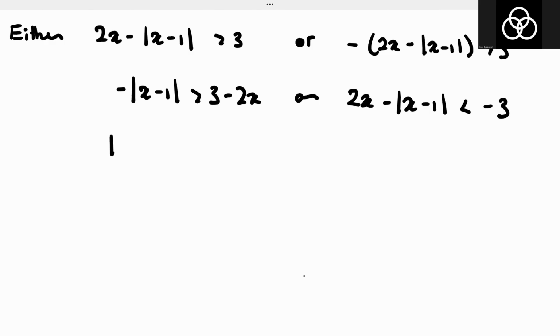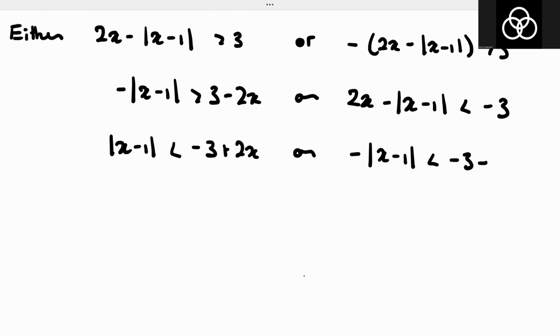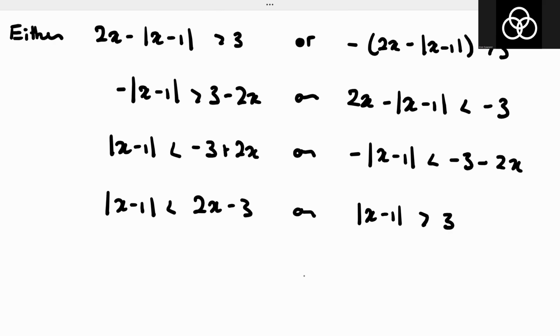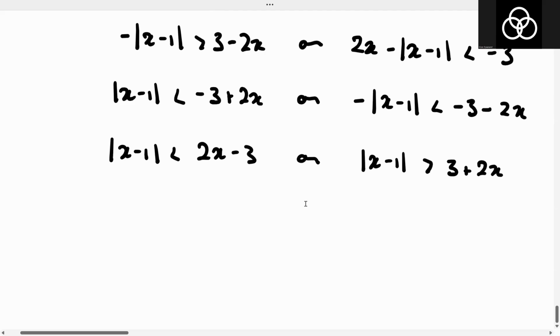Right, let's go down here. Absolute value of x minus 1, flip the sign, is less than minus 3 plus 2x, or |x − 1| is less than minus 3 minus 2x. And then let's just neaten this up a little bit. We could put |x − 1| less than 2x minus 3, or |x − 1| greater than, we flip the sign again, 3 plus 2x. Nice. So now we can take cases, right?